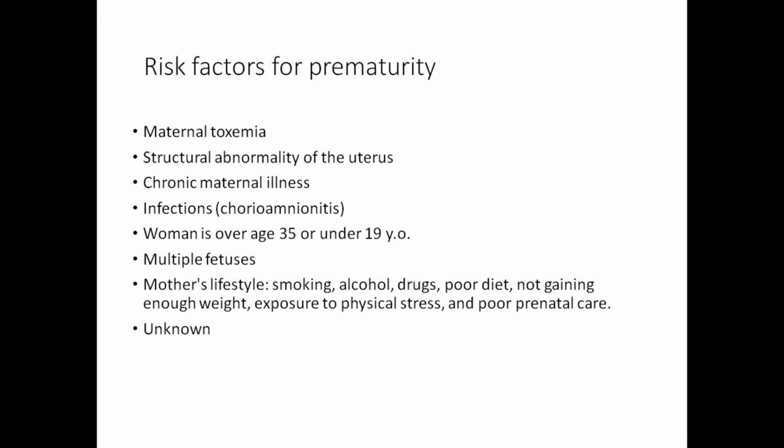Risk factors for prematurity: maternal toxemia, structural abnormality of the uterus, chronic maternal illness, infections, for example, chorioamnionitis. Woman is over age 35 or under 19 years old, multiple fetuses, mother's lifestyle, like smoking, alcohol, drugs, poor diet, not gaining enough weight, exposure to physical stress, or poor prenatal care, or unknown factors.